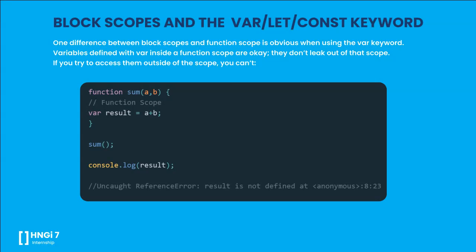So this variable is inside a function scope, as you can see. We notice that when we try to get this variable outside the function, we got an error: Uncaught ReferenceError, result is not defined. This is actually okay, it's ideal, because ideally we do not want to access a variable that is defined in a function outside that function.